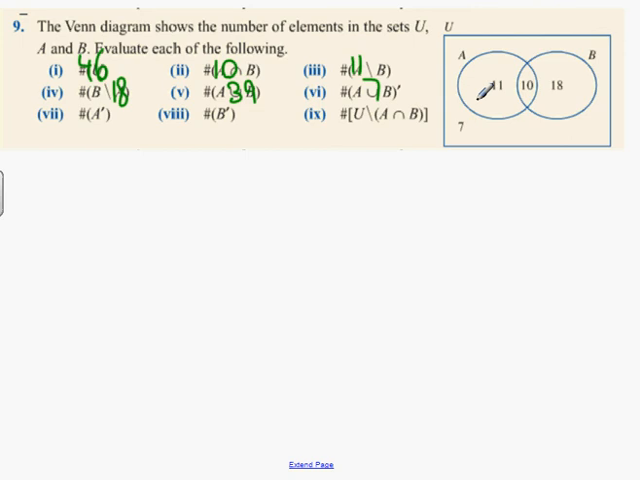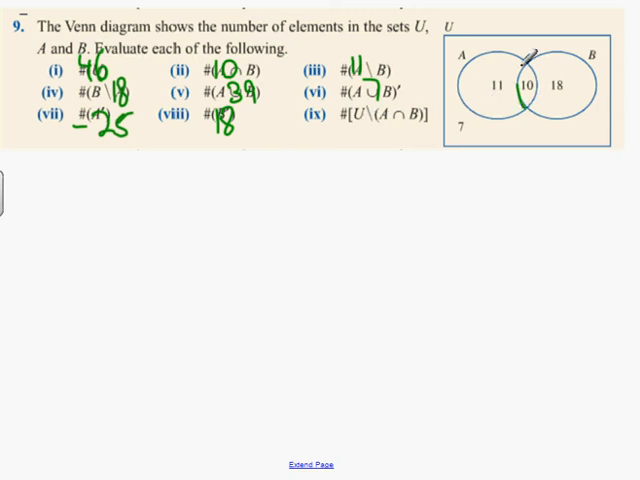And everything outside of A. What's everything outside of A? A complement: 18 plus 7, just 25 of them. That's what the cardinal number means. That's 25. Great. Everything outside of B: 11 plus 7, which is 18.